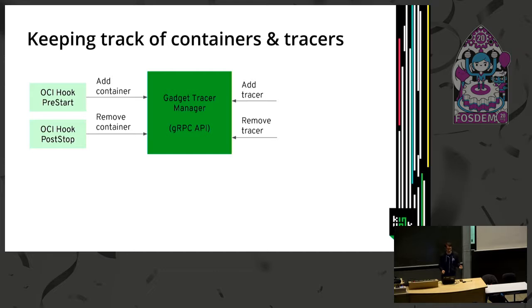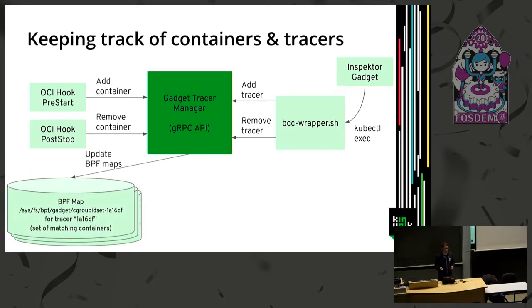Here I use an OCI hook, pre-start. Every time there is a new container, I tell the tracer manager that there is a new container, or when one stops. And when I run Inspektor Gadget with some gadget, it will tell the gadget tracer manager that there is a new tracer or one is stopped. And what the tracer manager will do is update BPF maps. There is one for each tracer, and this map contains the list of cgroups that the tracer should trace. So the list of containers, basically.